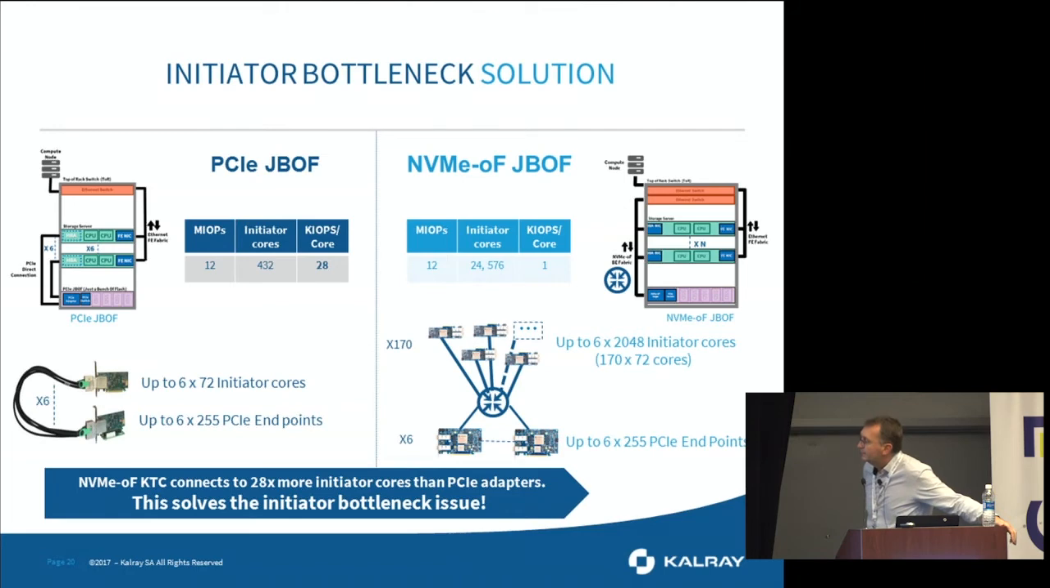So if you compare this in terms of number of chassis, where you have a dual socket of 72 cores, that makes up to 170 initiators. That means that you have no more, let's say, a limit to connect the number of initiator cores to your JBOF.